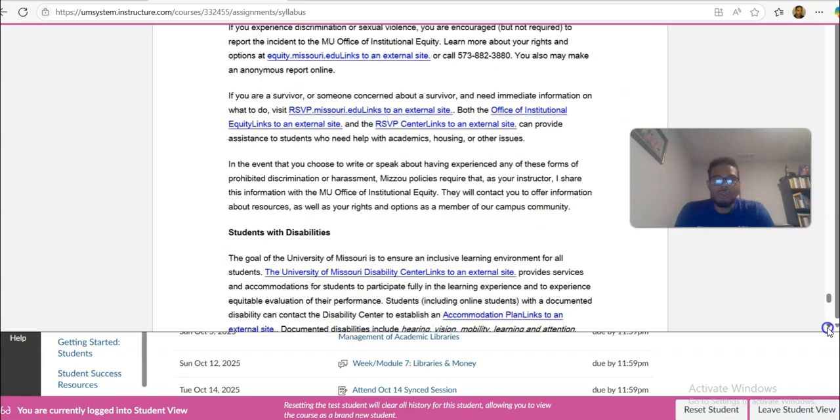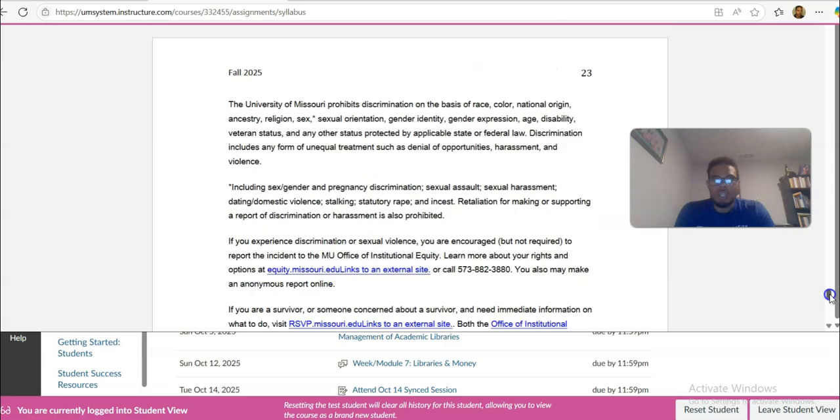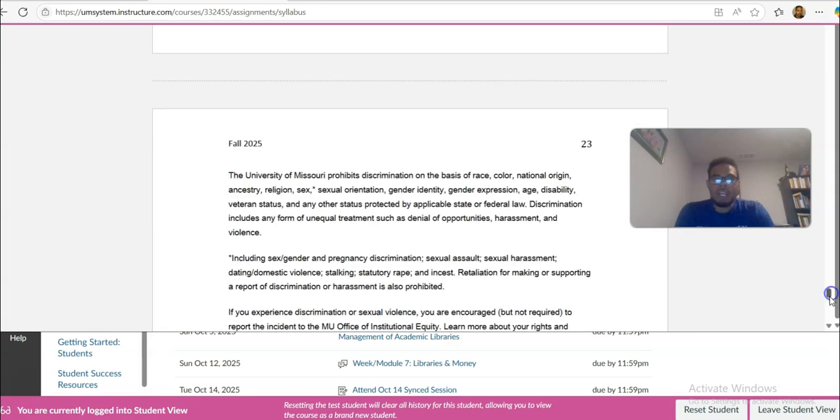And then when it comes to non-discrimination, I cannot and do not want to discriminate against you on the basis of race, color, national origin, ancestry, religion, sex, sexual orientation, gender identity, gender expression, age, disability, veteran status, or any other status protected by applicable state or federal law. So I will not do anything such as denial of opportunities, unfair treatment, harassment, or violence against you because of any of those things.